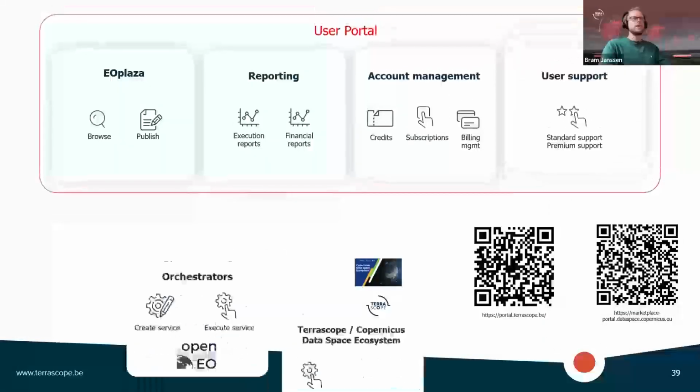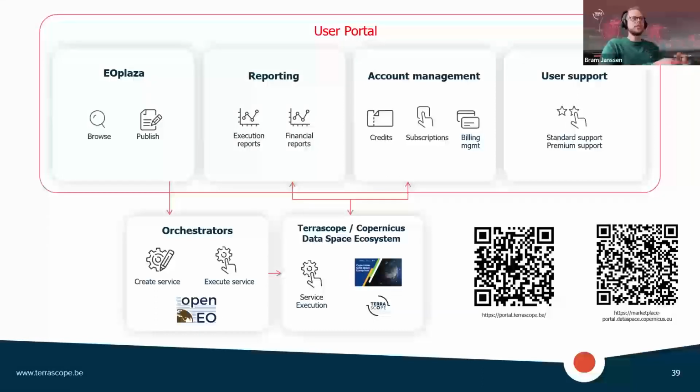What is the actual EOplaza? What does it actually contain? So the main interface is the user portal. You can access the one from Terrascope and the one from the Copernicus Data Space Ecosystem through the links below. But in general, the user portal gives you a catalog of the services where you can browse, you can get insights on how people have been using your service, and you can also manage your credits, which were mentioned by Jurgen in one of the previous slides. You can buy additional credits, see how the credits have been used, and so on.